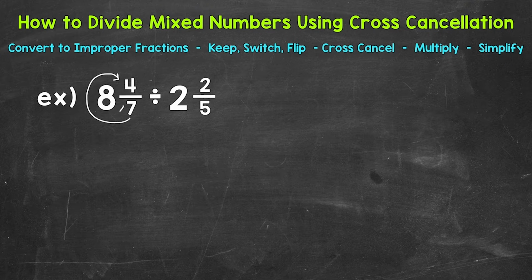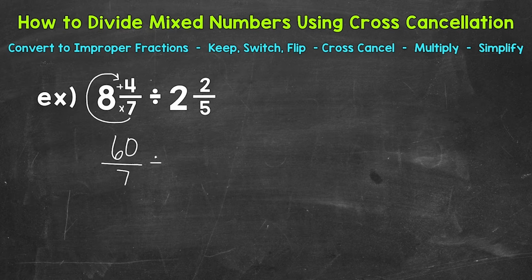We multiply, then add. So we do our denominator times the whole number. 7 times 8 is 56, plus our numerator of 4. So 56 plus 4, that gives us 60. We keep our denominator of 7 the same.